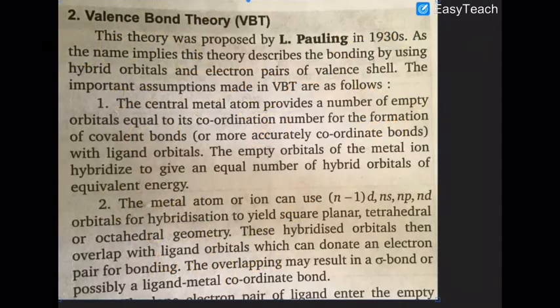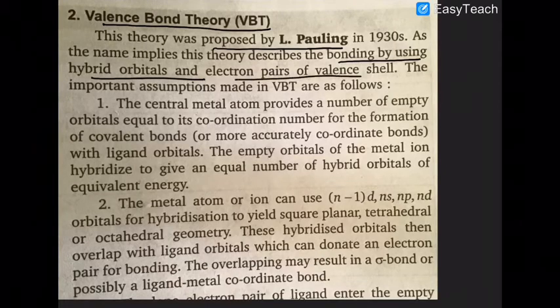Now, in order to understand all these complex theories, first we need to look at one theory that is called what? That is called valence bond theory. The theory was given by Linus Pauling. As the name describes, it explains bonding by using the hybrid orbitals and the electron pair of the valence shell.